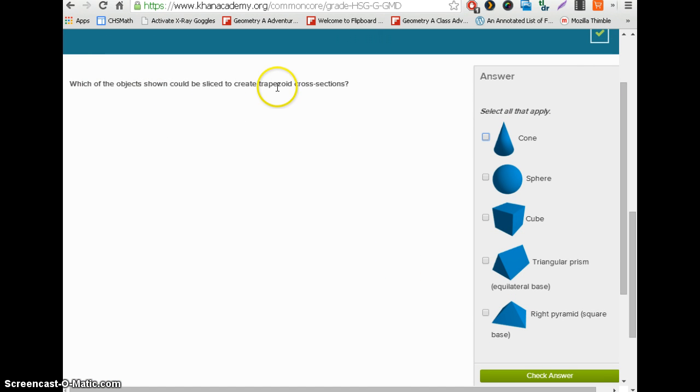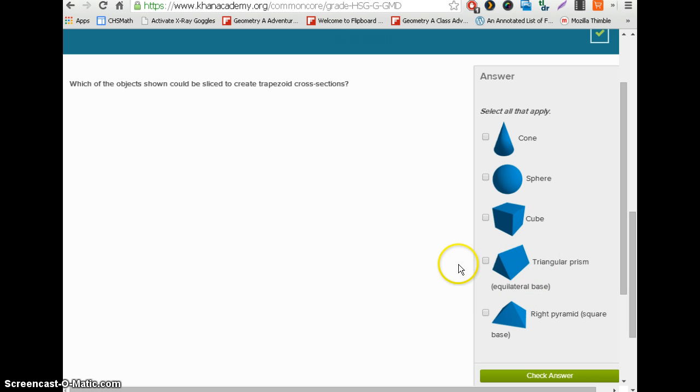Okay, which of the objects shown could be sliced to create trapezoid cross sections? So a trapezoid is a quadrilateral polygon, so no rounded edges. So we're going to eliminate the cone and the sphere right away. So now the question is, can I get a trapezoid out of a cube? Well, the key with the trapezoid is that it can only have 2 sides that are parallel. Unfortunately, when I take a planar slice out of a cube, it's going to create parallel sides no matter what, because this has, for sure, parallel sides in any angle that I take at it. So I cannot get a trapezoid out of a cube, I don't believe.